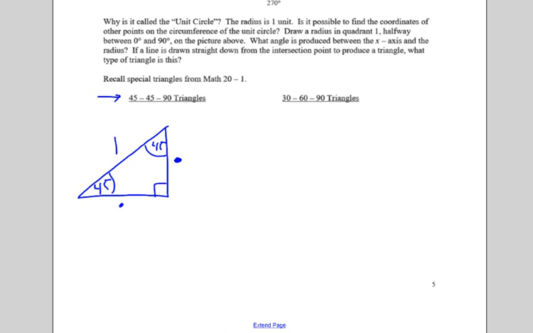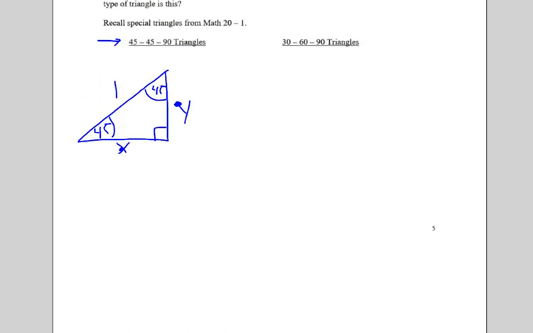Well, let's call this x. That's going to be my x value. And let's call this side y. Circle the dots on there. Okay, now, if we set it up like that, hopefully you guys have a bit more room than me.